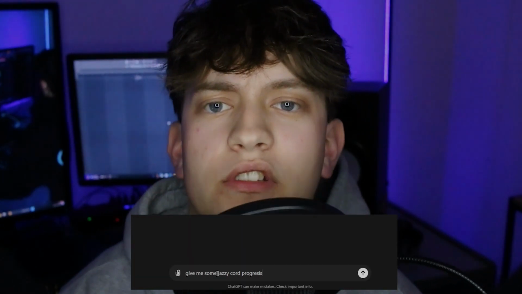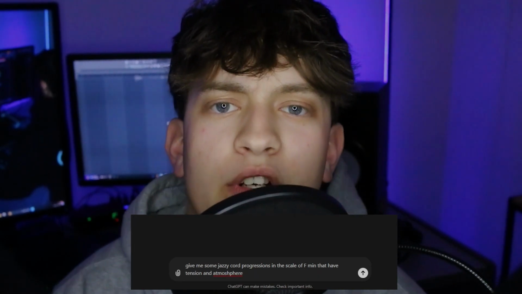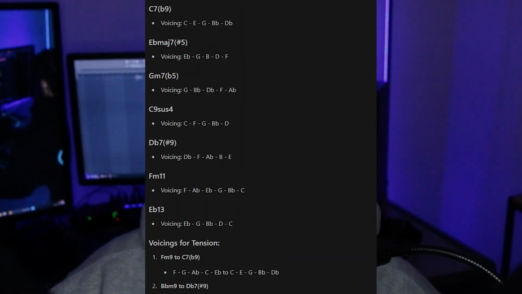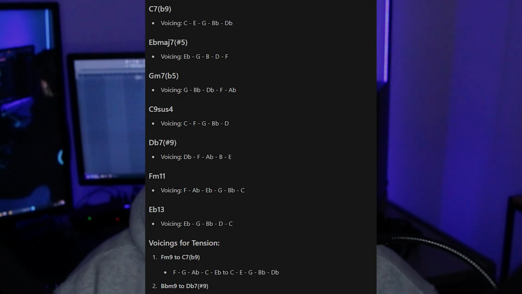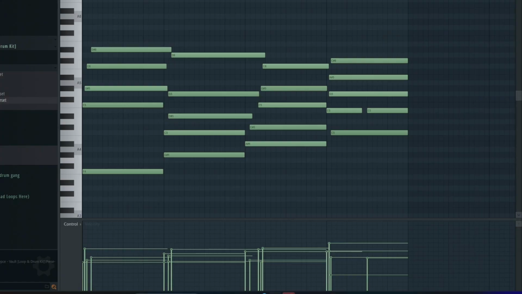But if you experiment with it, get a bit creative, come up with some cool prompts. So a prompt I have used in the past is, give me some jazzy chord progressions in the scale of F minor that have a bit of atmosphere and create tension. Now these chords and chord progressions are looking a lot better. Even if you just look at it, it looks a bit more complex, it looks a bit more unique. I'm gonna pick this one at random and just play it for you guys.